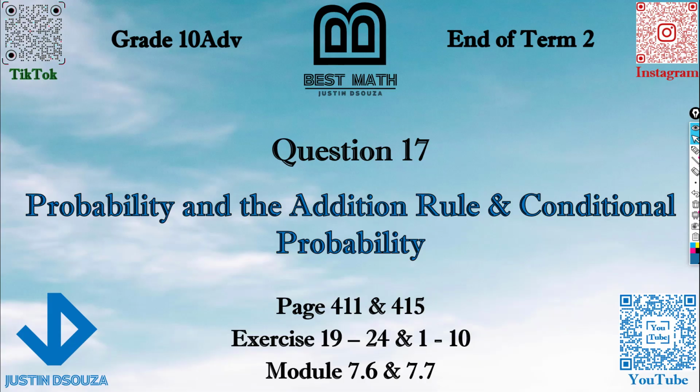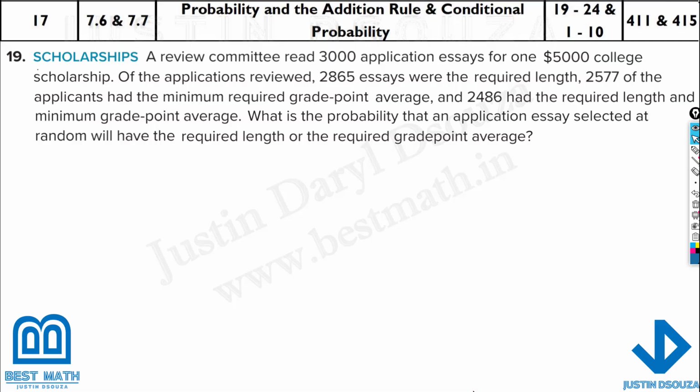Here we will learn about the addition rule and conditional probability. In all our real world problems, we need to read and understand. It's very important you look into these figures and the numbers. So let us look into it. Scholarships. A review committee read 3,000 application essays for one $5,000 college scholarship. So the total is 5,000. Since it's the writing part of the exam, you can write total applications given, this is equal to 3,000.